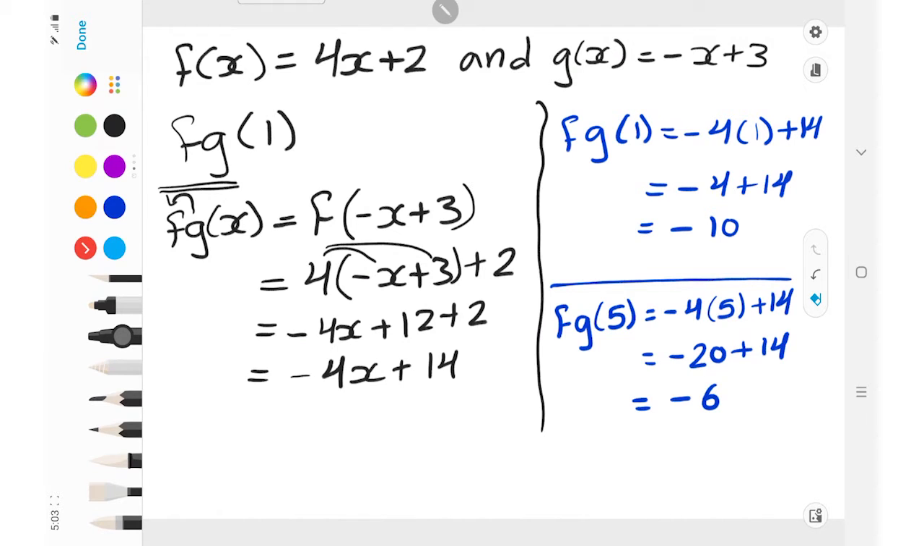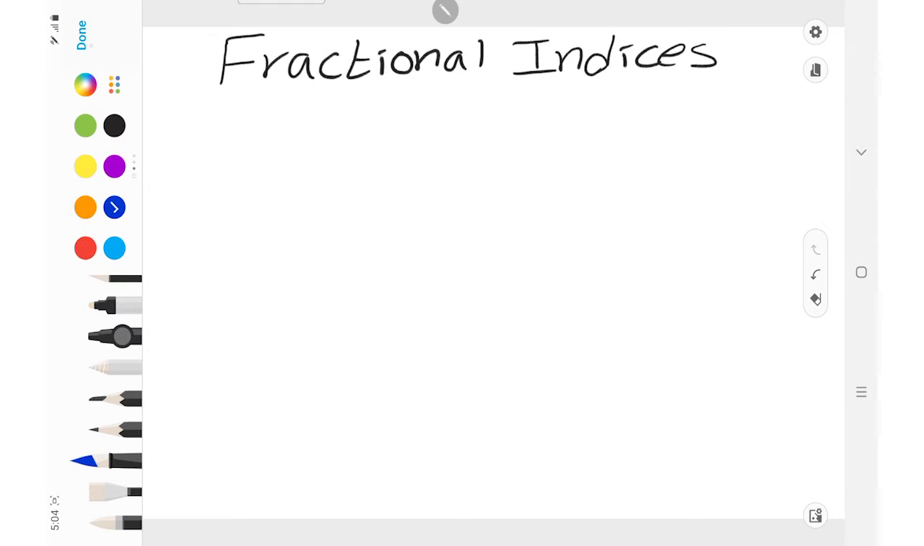In my video Composite Function Part 2, in this specific example, it's positive 10, not negative 10, because 14 minus 4 is 10. So it's positive, not negative. I wanted to make things clear and I want to apologize to you guys. I'm really sorry, it's just a simple mistake. So let's start talking about fractional indices.